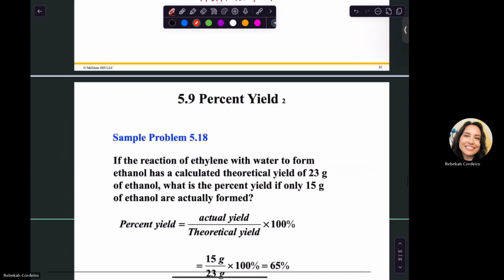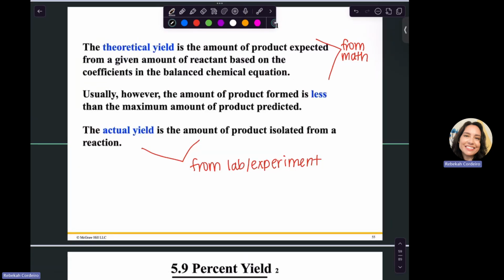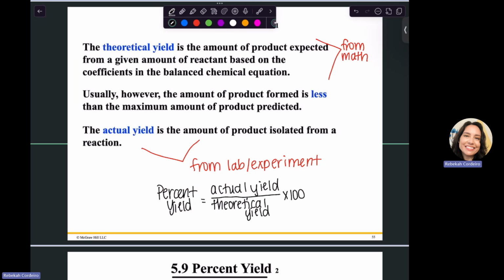The formula for percent yield, which they should show you here: percent yield is equal to your actual yield, how much you actually make in the lab or in your experiment, over how much you could have made in a perfect situation, your theoretical yield, times 100 to make it a percent.